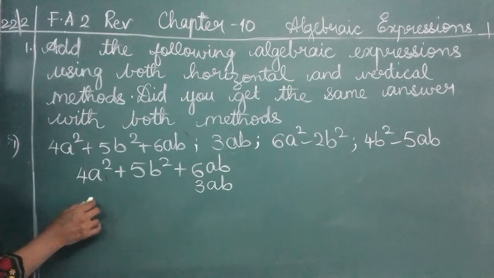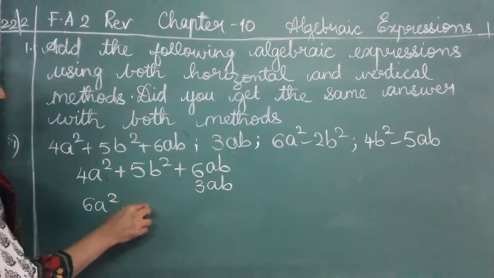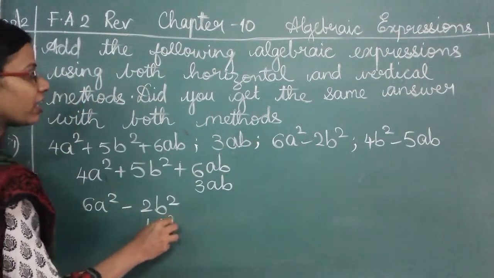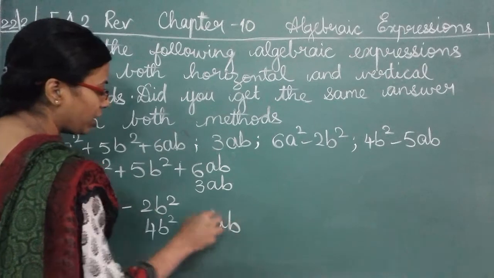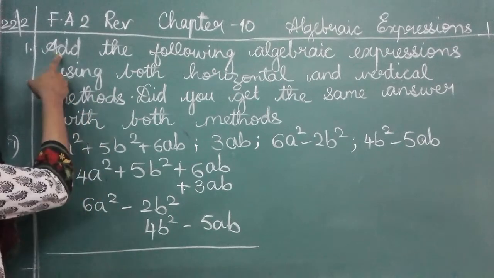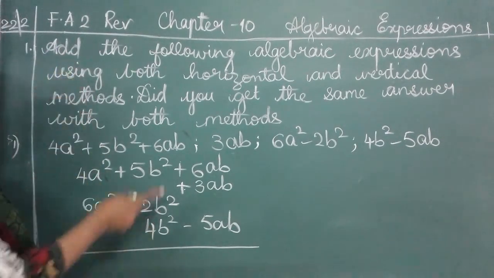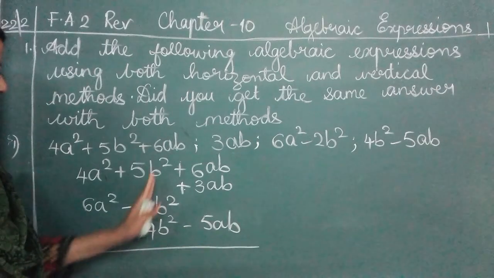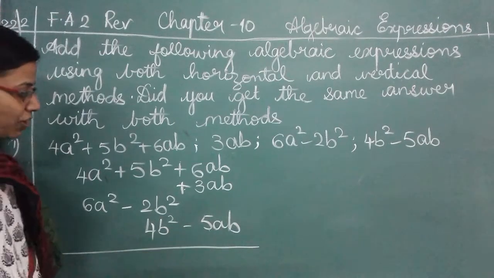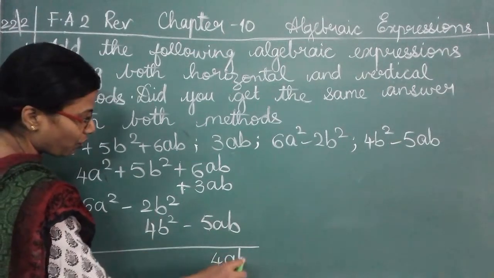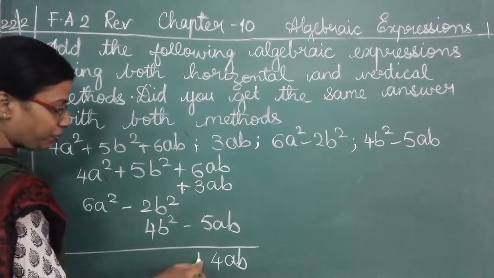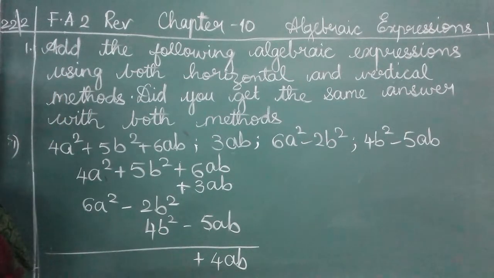Then you have 6A square minus 2B square. Then the last one is 4B square minus 5AB. If nothing is there, it means plus. So now what are we going to do here? Add. Addition is given, so we are not going to change the signs. We are just going to add and write the answers. 6 plus 3 is 9. 9 minus 5 is 4AB. Is it plus sign or minus sign? The greater values are having positive sign, so it's going to be a positive sign.